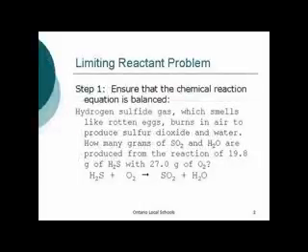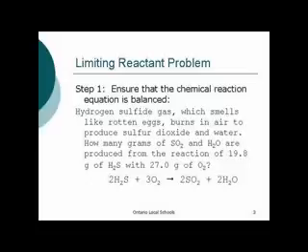Any stoichiometry problem, the first thing that needs to be done is to ensure that the chemical reaction equation is balanced. And we're going to work with hydrogen sulfide gas, smells like rotten eggs, burns in air to produce sulfur dioxide and water. So how many grams of SO2 and H2O are produced from the reaction of 19.8 grams of H2S with 27 grams of O2? And so our reaction equation is H2S plus O2 yields SO2 plus H2O. If you would pause the podcast and go ahead and balance that, and then we'll move on.